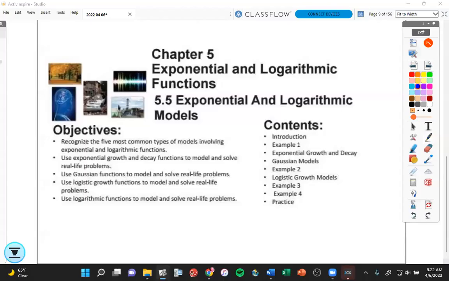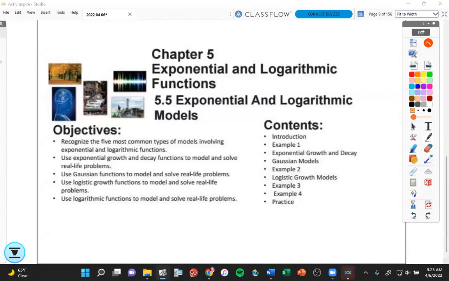5, exponential and logarithmic models. So we're dealing with multiple equations today. You've got to understand when to use what equation, and it's a matter of plugging the right numbers in at the right time. That's all it is, plugging numbers into equations.